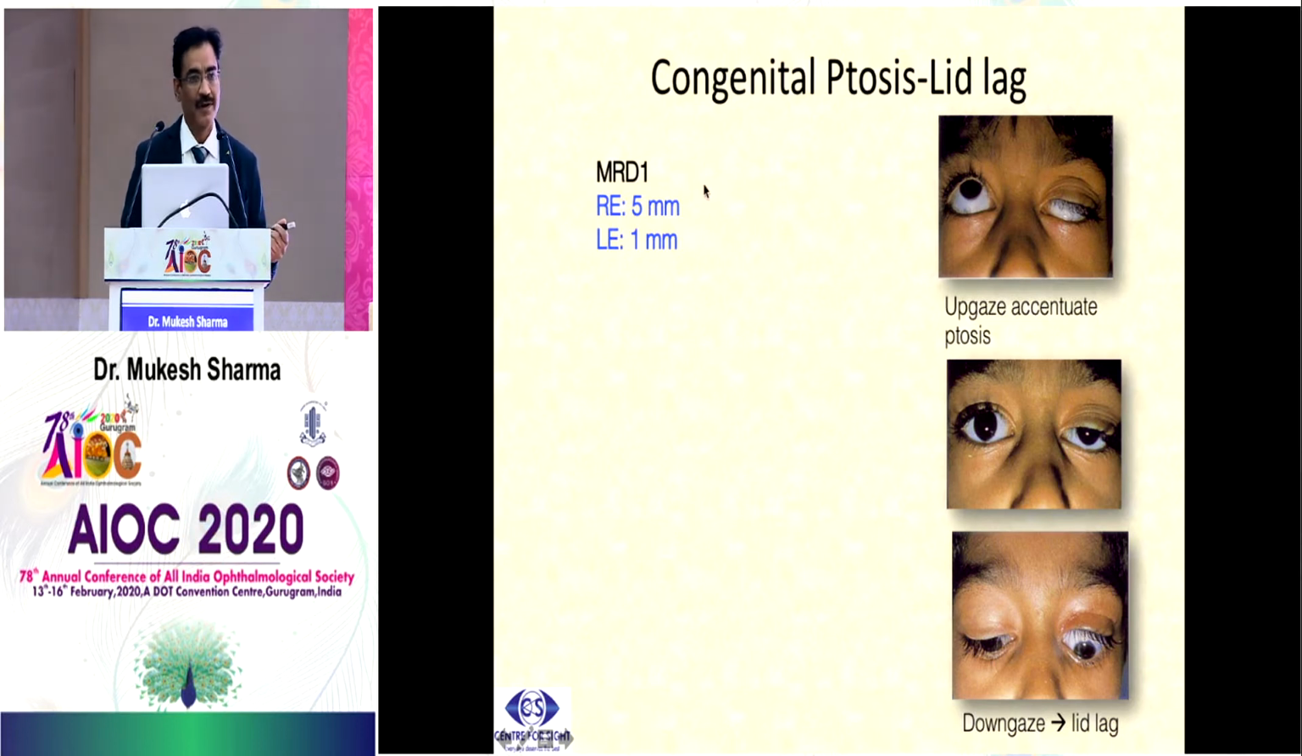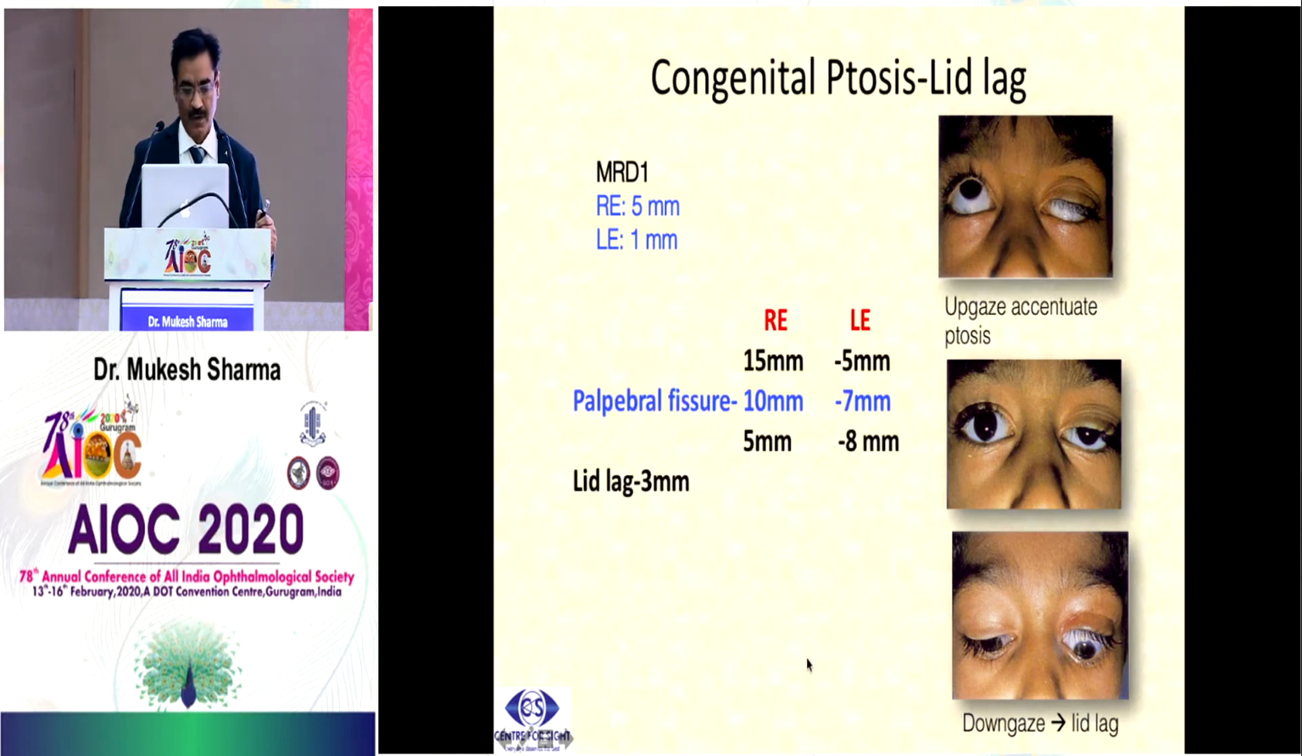4 millimeter. Very obvious. Now by palpebral fissure method, in right eye palpebral fissure is 10 millimeter, in left eye it is 7 millimeter. In down gaze, palpebral fissure is 8 millimeter in left eye and 5 millimeter in right eye. So how much is lid lag? This is the difference of palpebral fissure in down gaze in both the eyes. So difference is 3 millimeter. This 3 millimeter is the lid lag in down gaze. So this is cardinal of congenital ptosis.